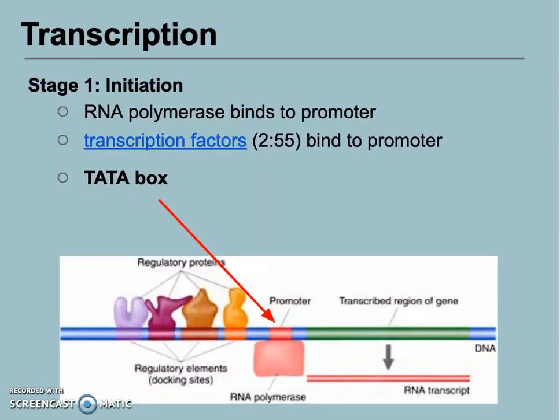The first stage of transcription is called initiation. So we can talk about the transcription initiation complex here. The first stage is obviously that the RNA polymerase, which is the enzyme that's going to build the messenger RNA, needs to bind to the DNA. Remember, it's an enzyme, so it has a very specific binding site on the DNA. The binding site for the RNA polymerase is called the promoter.